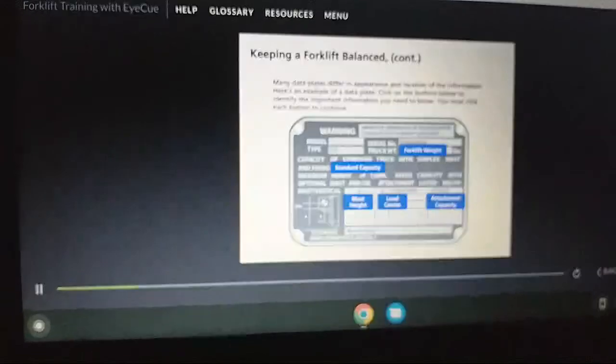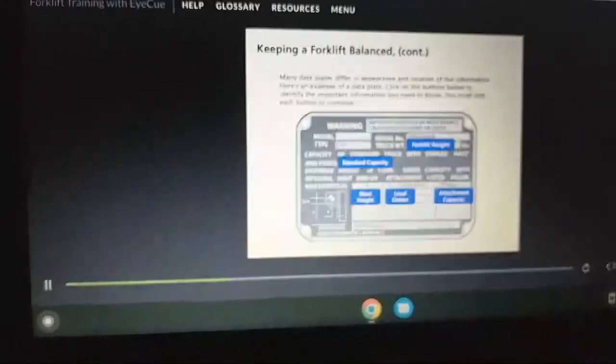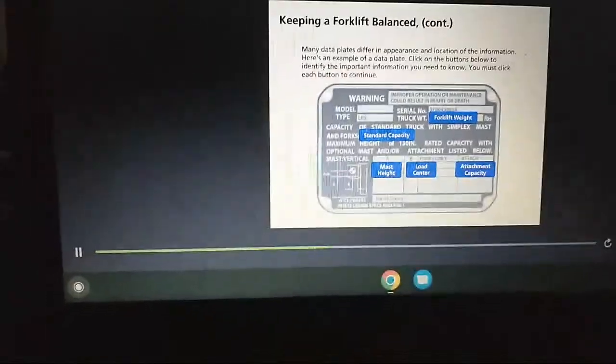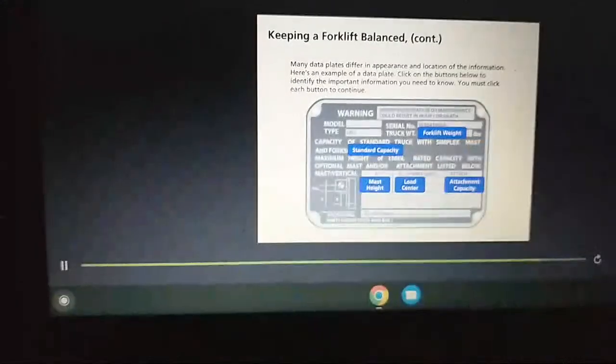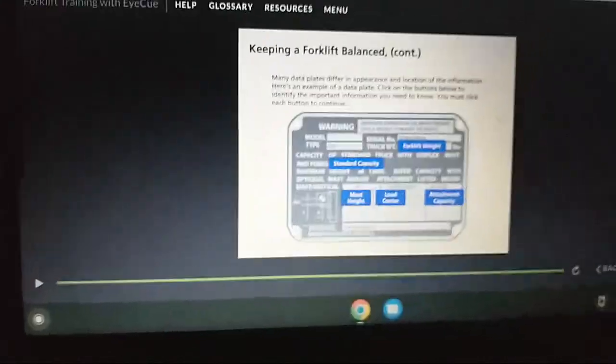Many data plates differ in appearance and location of the information. Here's an example of a data plate. Click on the buttons below to identify the important information you need to know. You must click each button to continue.